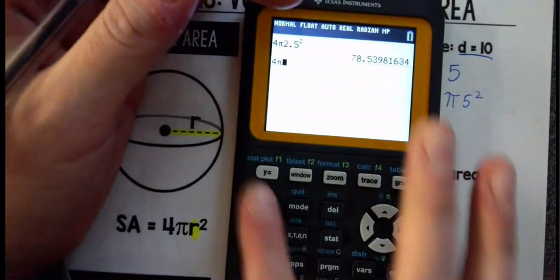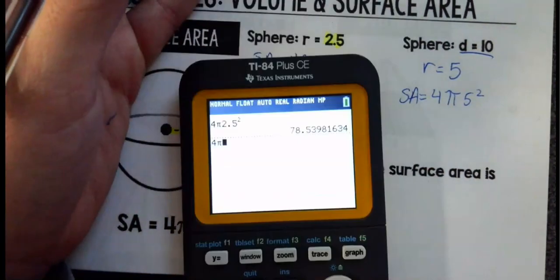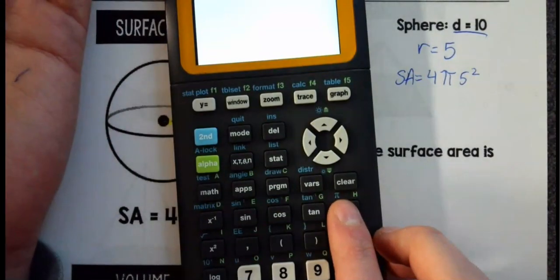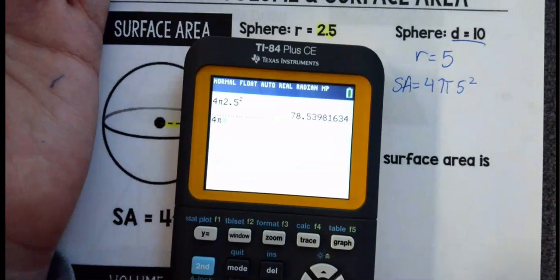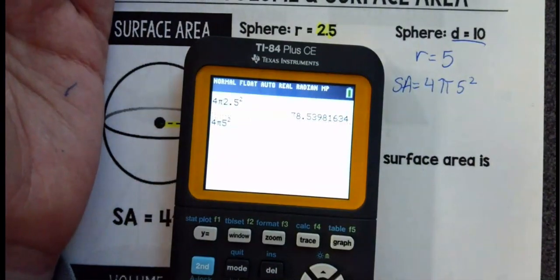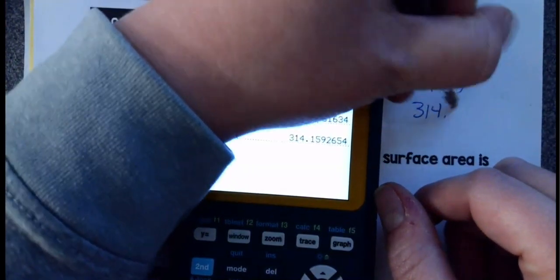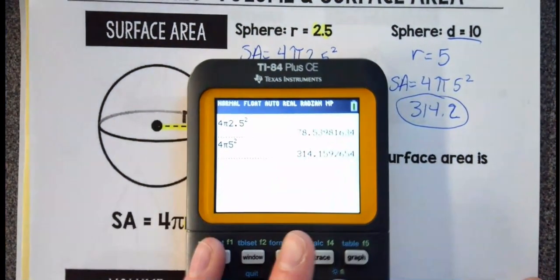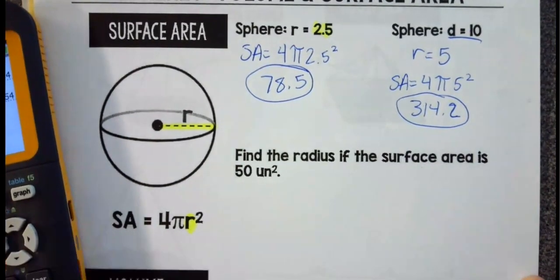Make sure you know how to find pi. It's second, and then this little arrow that points up, and that's going to give you that pi. If you see that arrow button, above it is the blue pi, because you click second to get to that pi. And then 5 squared. So this one is 314.2. And that's it in a nutshell. So that's how you find surface area. There's really not much else to talk about.